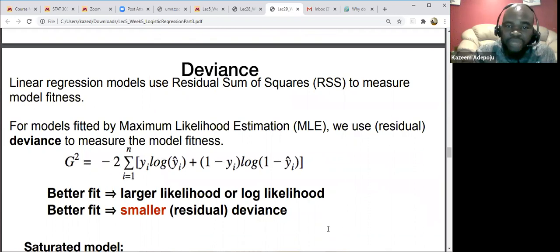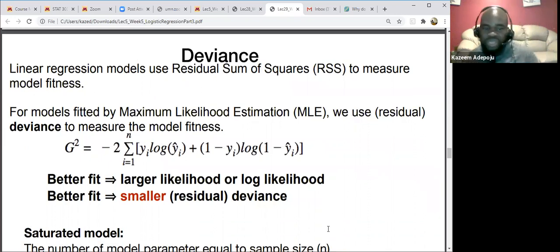Okay, another thing I'm going to talk about is the deviance. Why do I need deviance? If I want to determine, after fitting a logistic regression model, how do I test for the model fitness? In the linear regression model, we use residual sum of square. I think you remember that. Because with the least square that we use in estimating parameters in the linear regression model, we ensure that the residual sum of square is going to be very, very small.